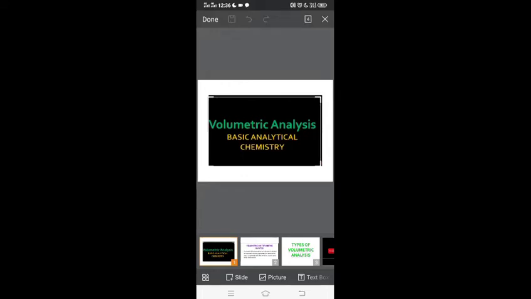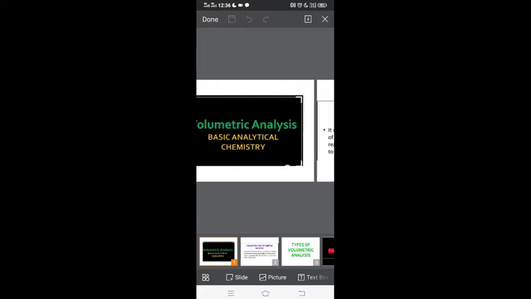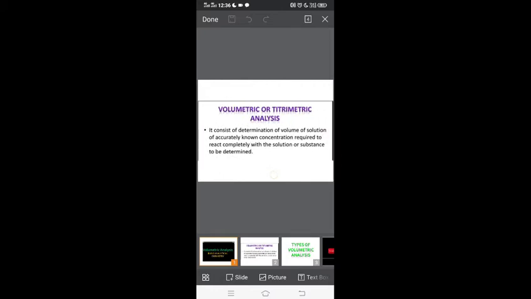So, today we are going to start with volumetric analysis, which is part of analytical chemistry, actually, children. I guess we have discussed volumetric titrations in the laboratory also, but this is just a general review for you. So you can see here, volumetric analysis or titrimetric analysis is the determination of volume of solution of accurately known concentration required to react completely with the solution or substance to be determined.